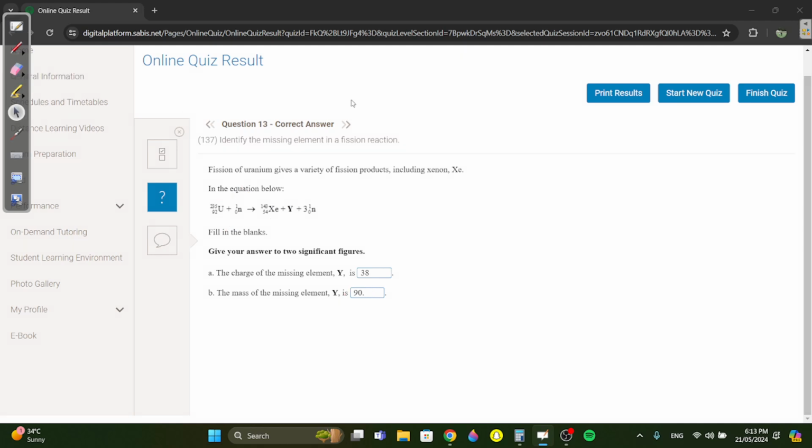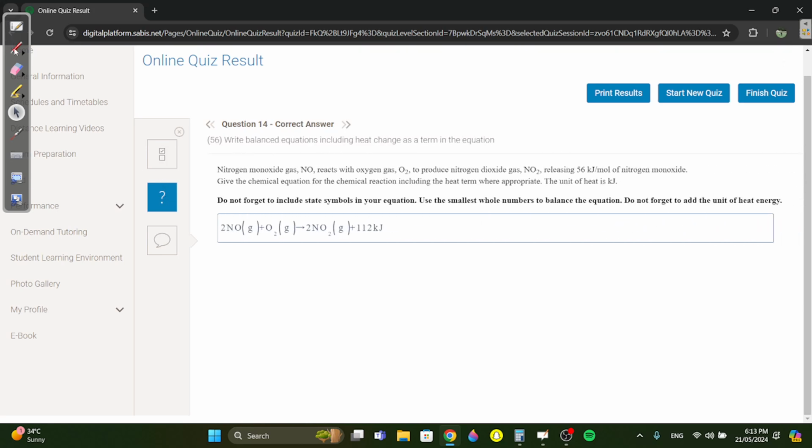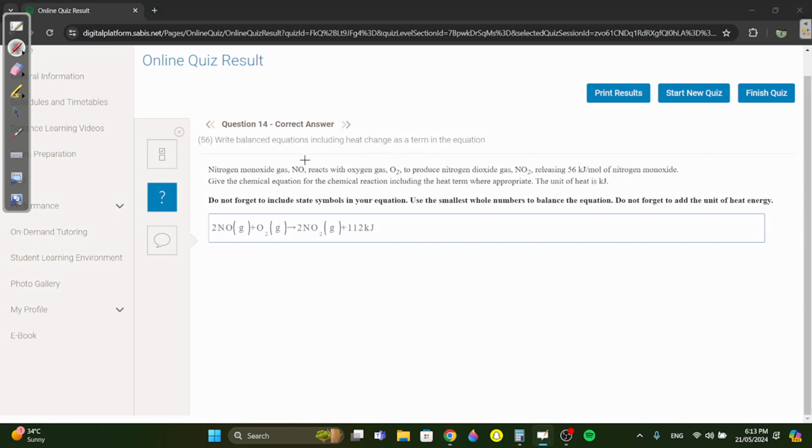Question 14. You just write down the reaction. Nitrogen monoxide, NO, reacts with oxygen gas, O2, to produce NO2. So first we have to balance it. NO plus O2 to produce NO2. How would I balance this? First I multiply this by 2. Since now I have 2 nitrogens here, I have to multiply this by 2. And then check the oxygens. Here you have 4. Here you have 2, and here you have 2, so it's balanced.